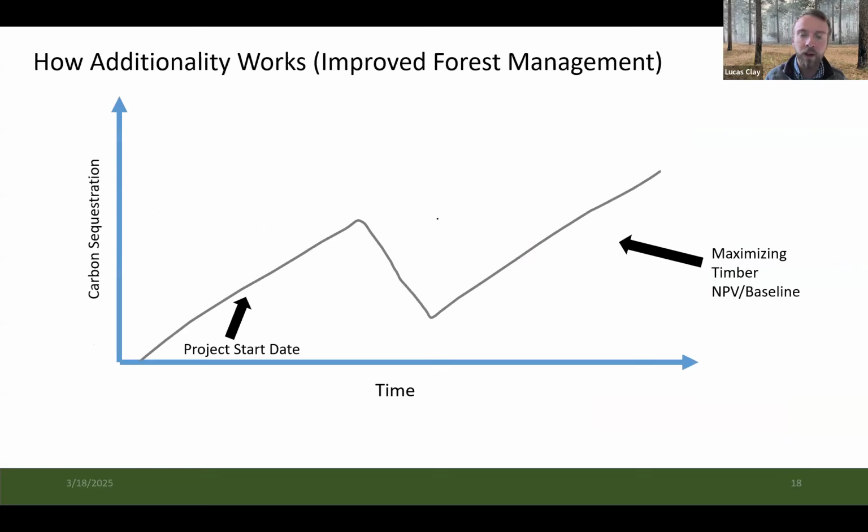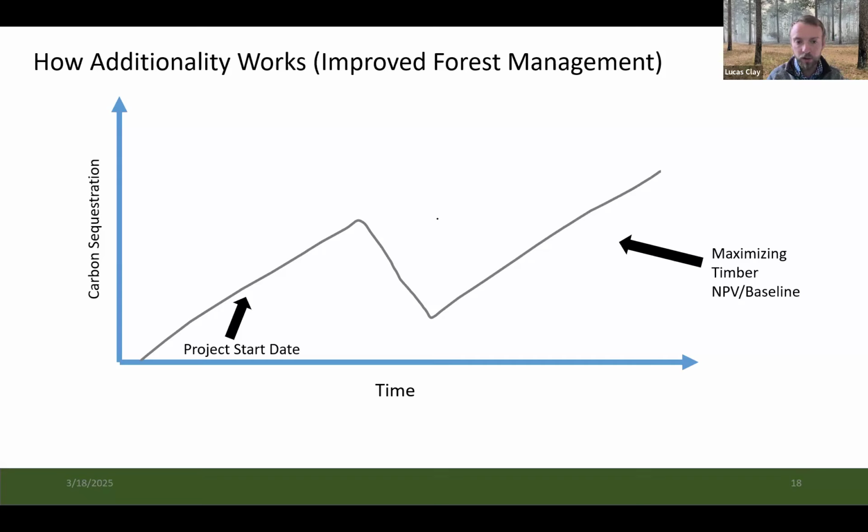So here's an example of how this additionality or how this project change would look. On the y-axis, we have carbon sequestration. On the x-axis of the graph, we have time. And in this case, this gray line represents maximizing timber net present value, or would be our baseline in a southern pine forest. So if you look from the left here, we're going to grow our trees out. There's going to be increasing carbon sequestration. And then at some point, you're going to harvest a lot of these trees, and then you'll replant and continue to harvest. So this is pretty standard practice in Loblolly Pine Forest here in the Southeast.